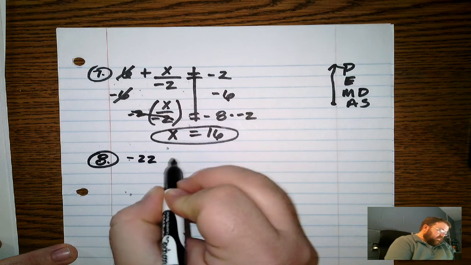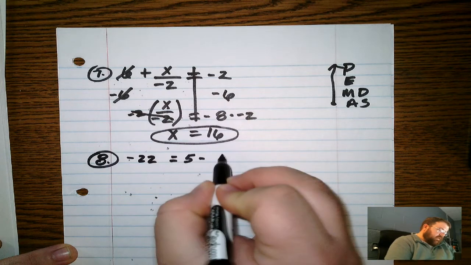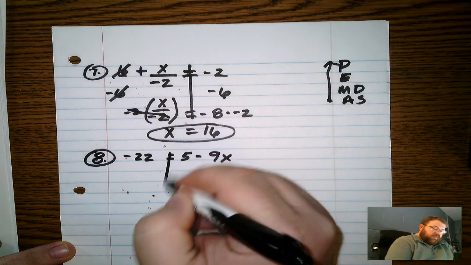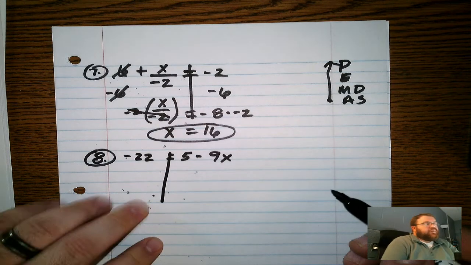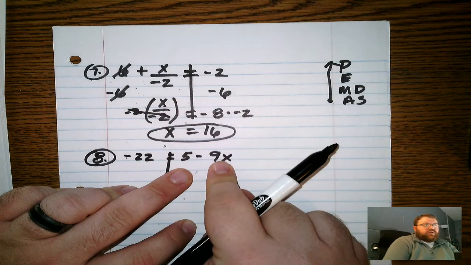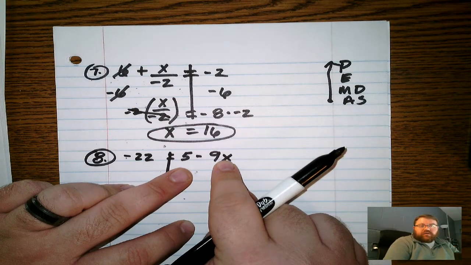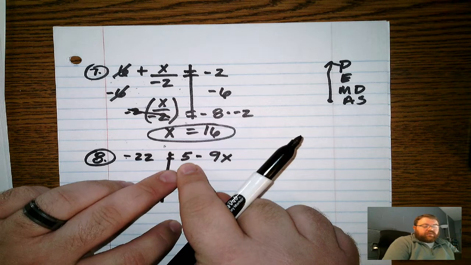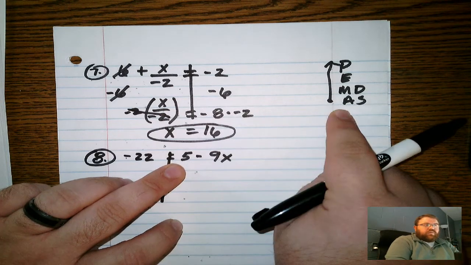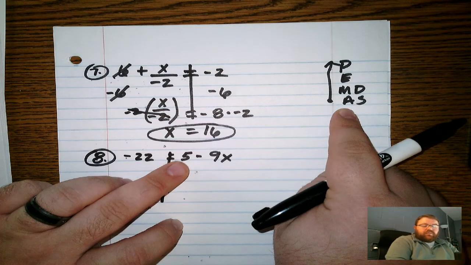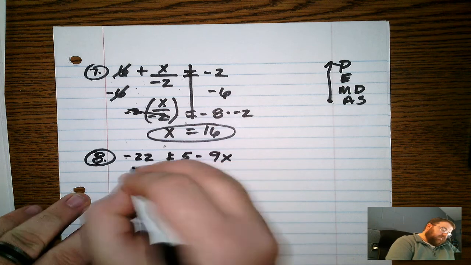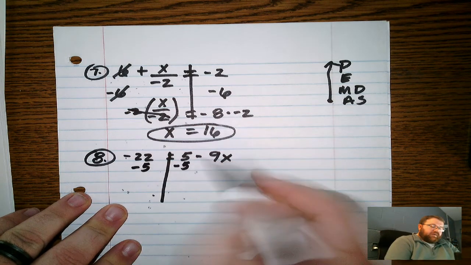Negative 22 is equal to 5 minus 9x. Okay. Draw your line separating the two sides. Now, with this one, the way it's written, it's a little bit different, but you need to understand that the 9 is trying to multiply. The 5 is actually trying to subtract here. So we need to get rid of the 5 first. The 5 is positive, so to get rid of it, I'd have to subtract 5 from both sides.